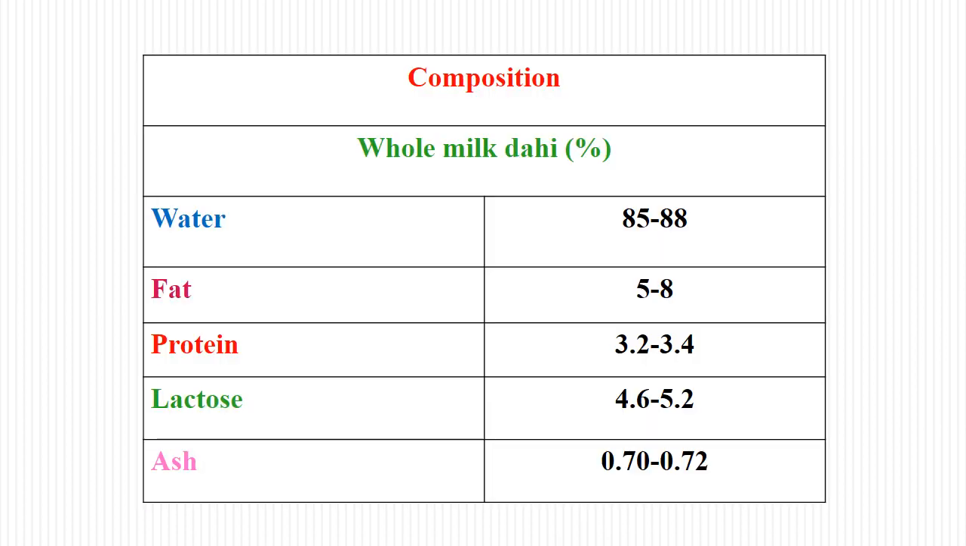Here is the composition of curd, specifically whole milk curd or dahi. The water is 85 to 88%, almost like milk, so it is fermented milk, liquid type. Fat is 5 to 8%, protein 3.2 to 3.4%, lactose 4.6 to 5.2%, and ash 0.7 to 0.72%.